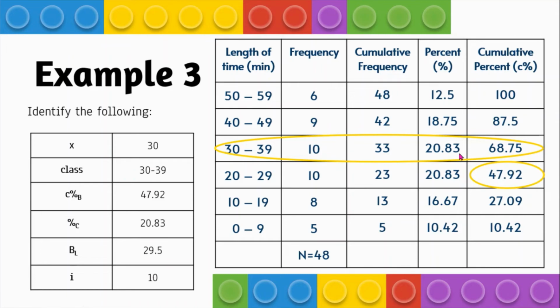The lower class boundary of the class, or the B sub L, is 29 plus 30 divided by 2. So that's 29.5. And our class size is 10. If you count 0 to 9, the class size is 10. Likewise, 10 to 19, the class size is 10, and so on.